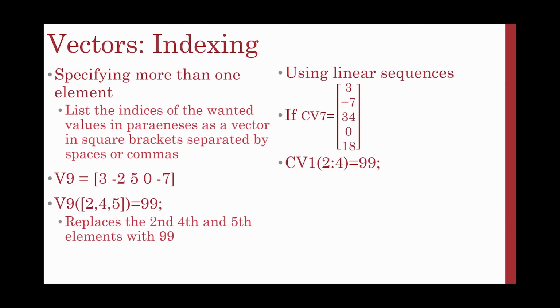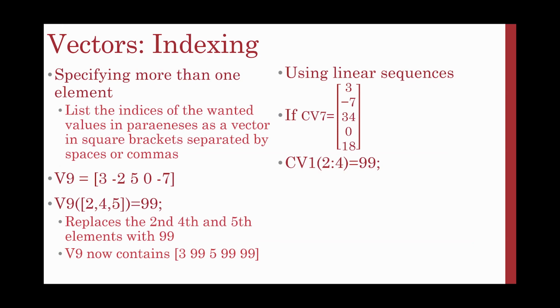You can specify more than one element. You can list indices of wanted values in parentheses as a vector in square brackets, separated by commas or spaces. For example, if I have a variable v9 and it contains 3, -2, 5, 0, -7, and I want to replace the second, fourth, and fifth elements with the value of 99, I would say v9 of, in brackets, 2, 4, and 5. So for multiple indices, they go in as a vector. So v9 now contains 3, 99, 5, 99, 99.